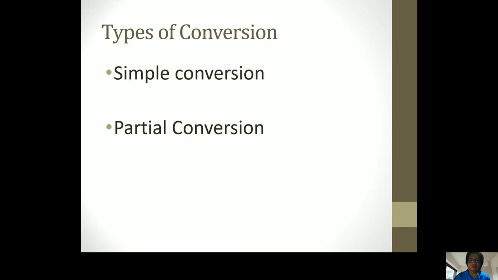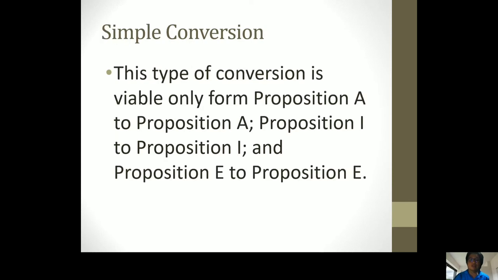Okay, here are the types of conversion. We have simple conversion and partial conversion. So let us now dive into simple conversion first. This type of conversion is viable only from proposition A to proposition A, proposition I to proposition I, and proposition E to proposition E.